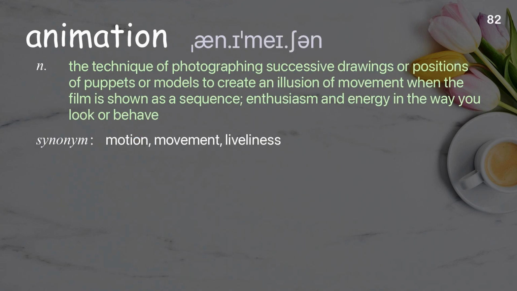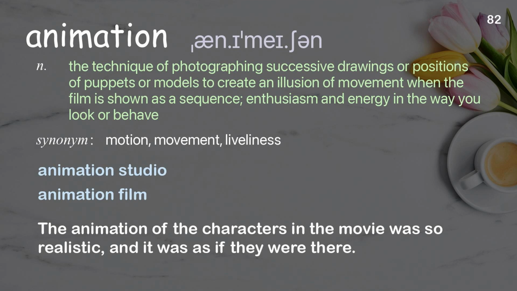Animation: The technique of photographing successive drawings or positions of puppets or models to create an illusion of movement when the film is shown as a sequence. Enthusiasm and energy in the way you look or behave. Examples: Animation studio. Animation film. The animation of the characters in the movie was so realistic, and it was as if they were there.